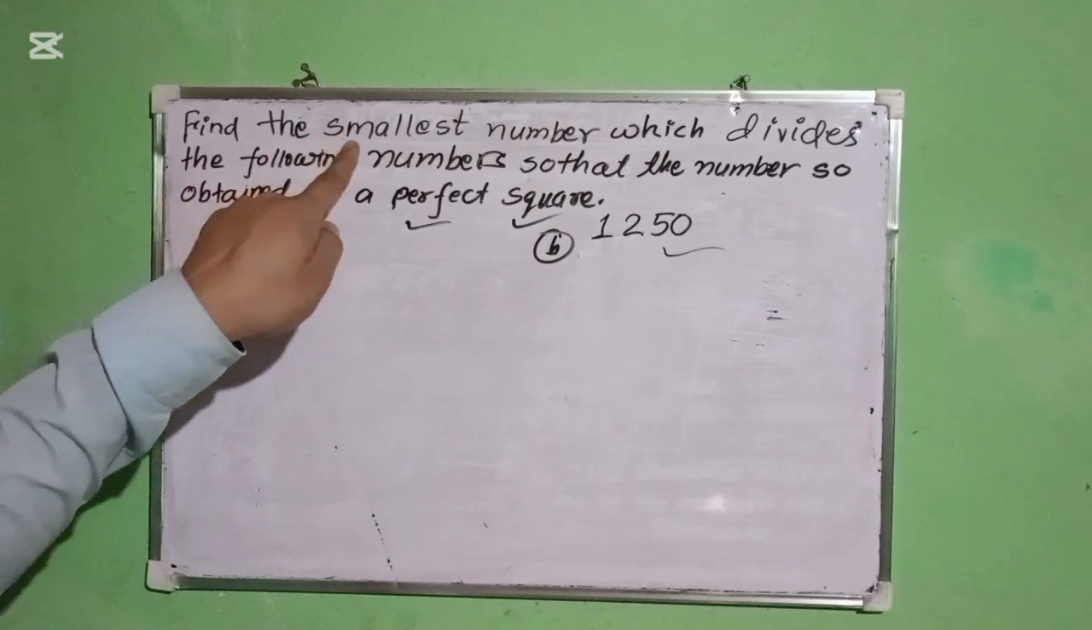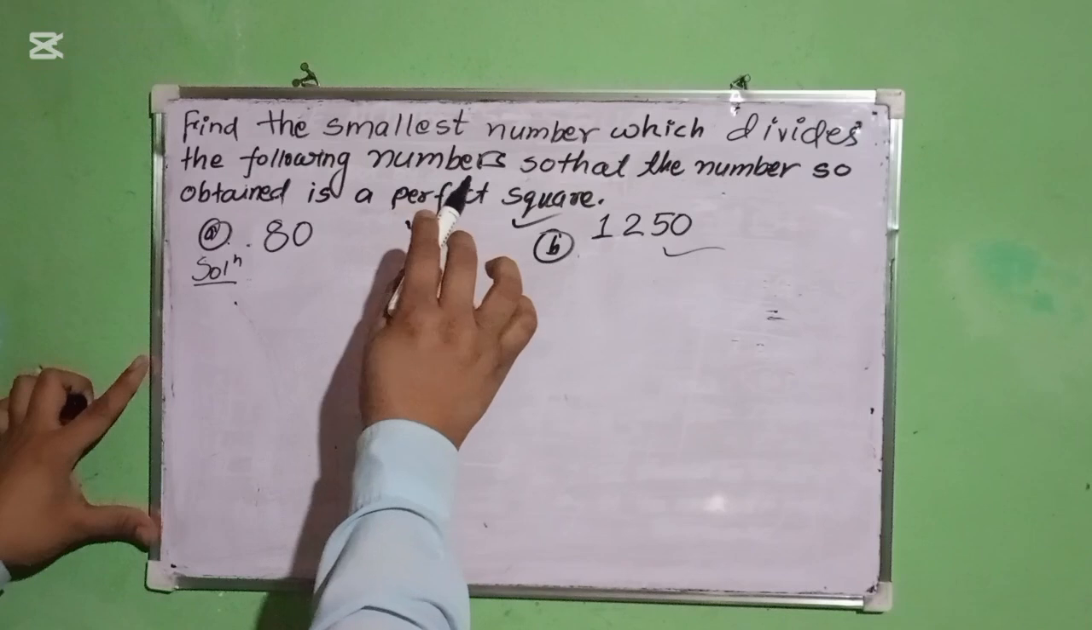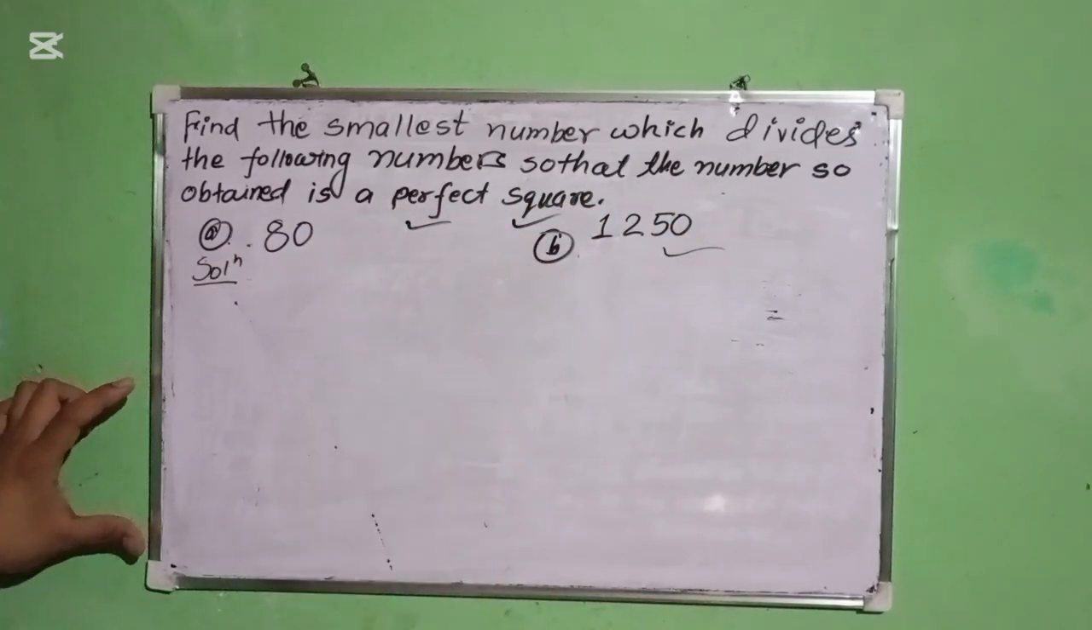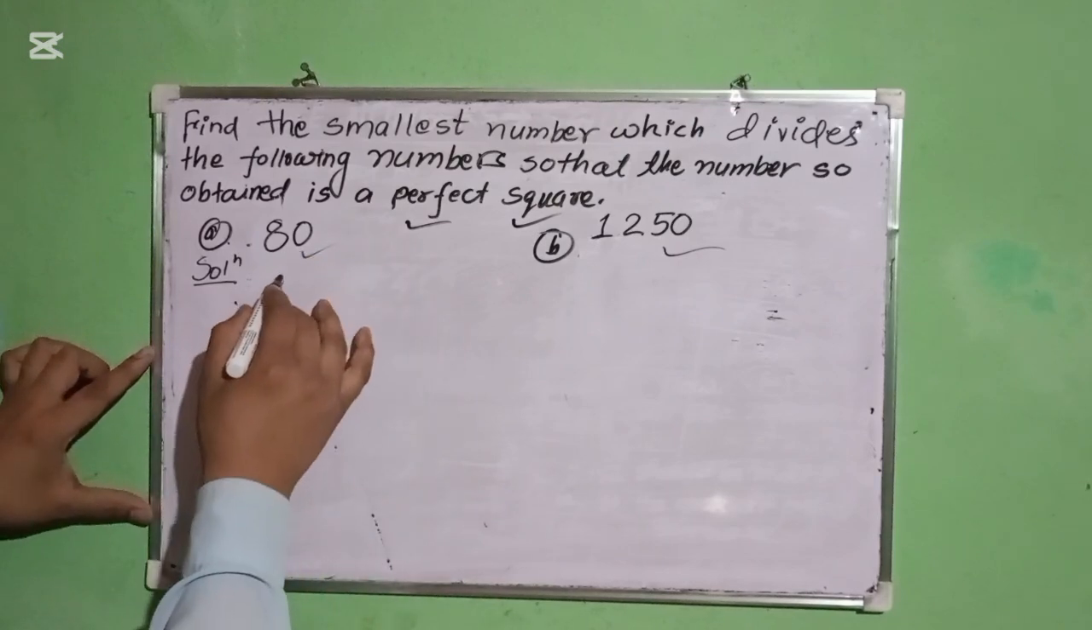Look, find the smallest number which divides the following number so that the number so obtained is a perfect square. That means this number is not a perfect square. First of all, let's factorize it.